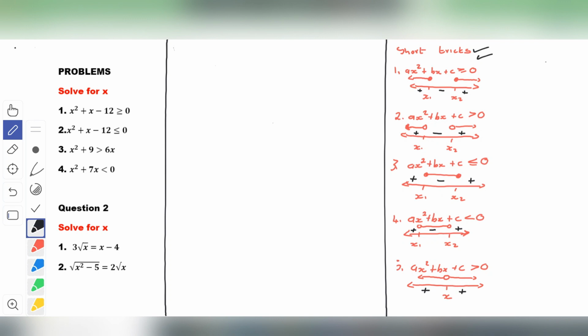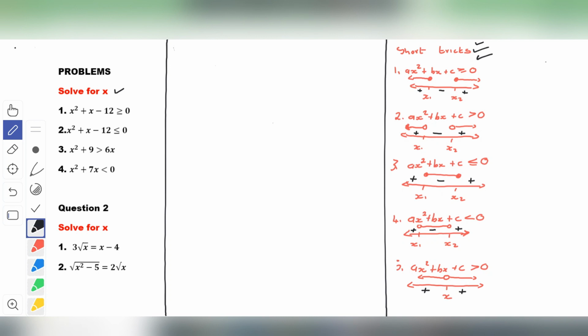So, as you can see, we have solved for x from question 1. It was about the inequalities. We did talk about the inequalities in the first video. If you are new and didn't see that video, I will leave the link in the description below so that you can go and check it out, because we also shared some tricks about the inequalities, right?